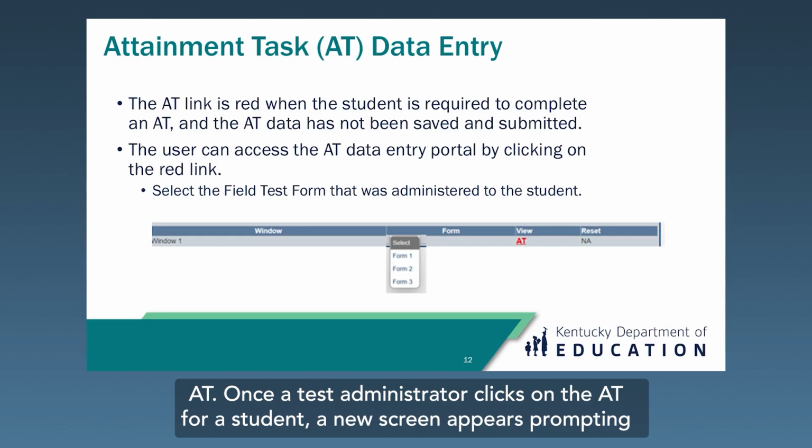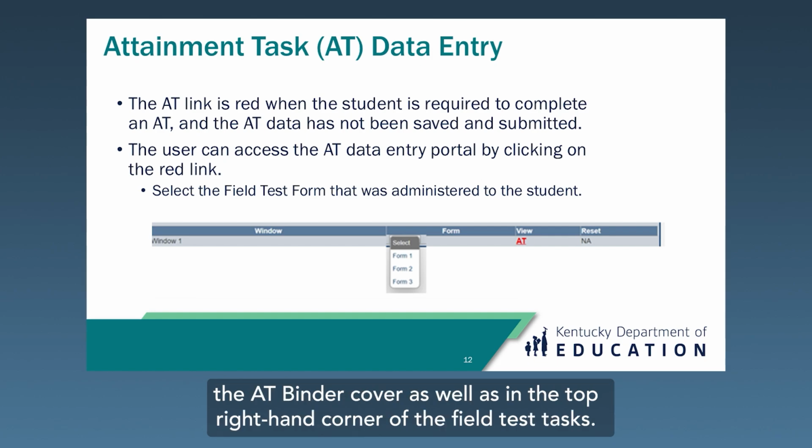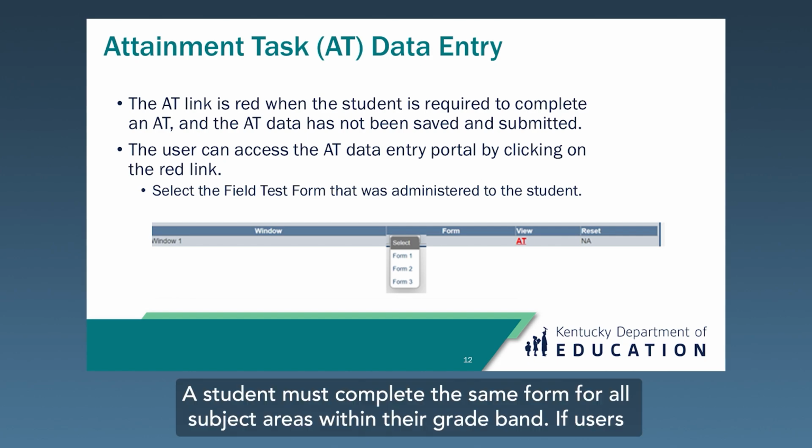Once a test administrator clicks on the AT for a student, a new screen appears prompting the test administrator to select a field test form. The field test form number is listed on the AT binder cover as well as in the top right-hand corner of the field test tasks. A student must complete the same form for all subject areas within their grade band.